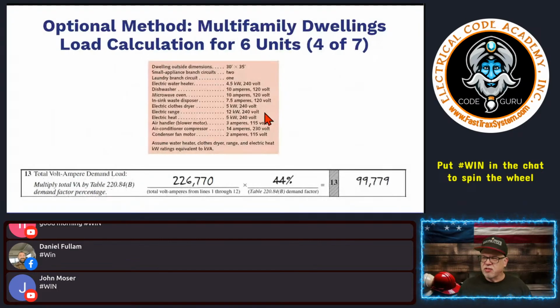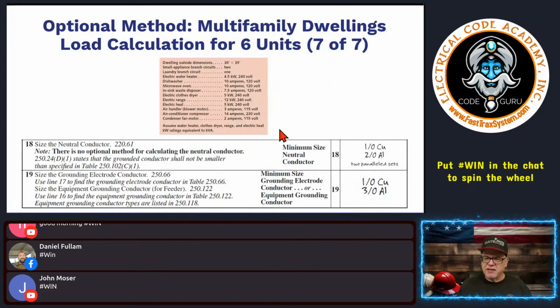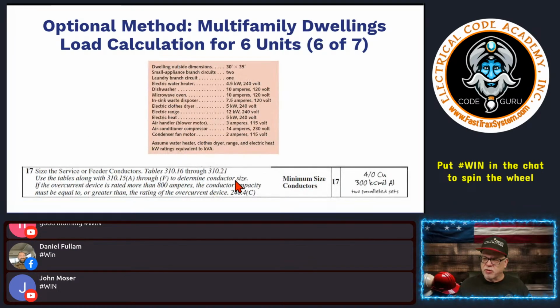Here is the 6 unit. Exactly the same thing in how we did the neutral. Okay. The 30 by, we're doing the standard method. That's why you got to know the standard. Okay. So we end up with a 1 aught for the neutral. Okay. And then, of course, the grounding electrode conductor was 1 aught. And again, this was based on the size of the conductor.